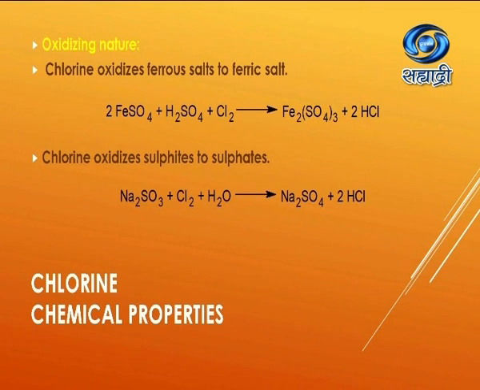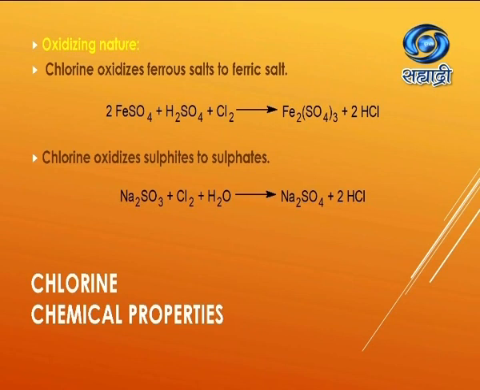Then oxidizing nature. Chlorine oxidizes ferrous salts to ferric salts. So 2FeSO4 plus H2SO4 plus Cl2 gives Fe2(SO4)3 plus 2HCl. So in ferrous sulfate, oxidation state of Fe is plus 2, and in ferric sulfate oxidation state of Fe is plus 3. So chlorine acts as oxidizing agent.